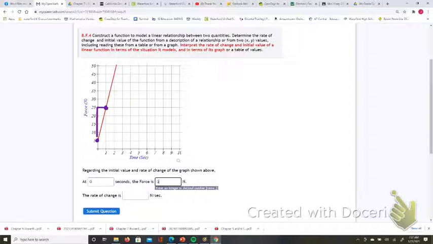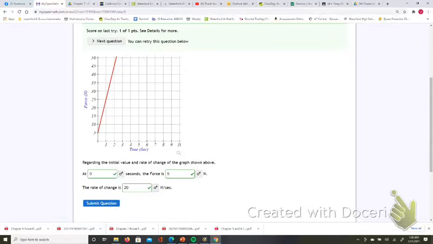So if we count, it's 1, 2, 3, 4 spaces. But we have to count by 5. So it's 5, 10, 15, 20. So we went up 20 and then over 1. Notice on this axis it's going by ones. So our slope is up 20 over 1, and 20 divided by 1 is just 20. So our rate of change is 20. At 0 seconds, the force is 5. The rate of change is 20. Submit.